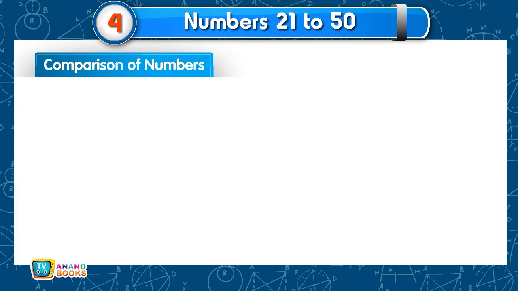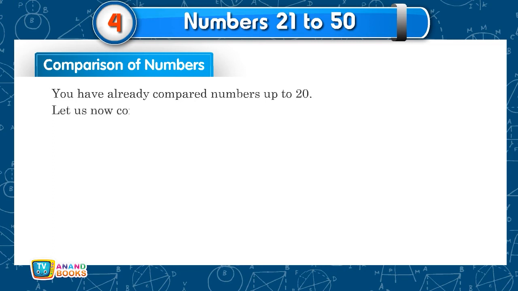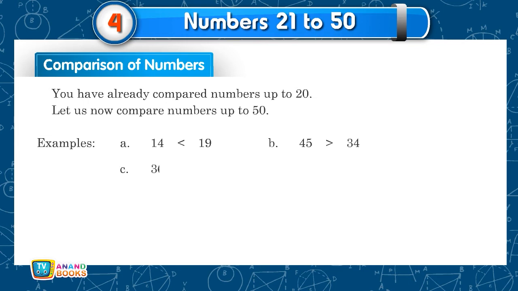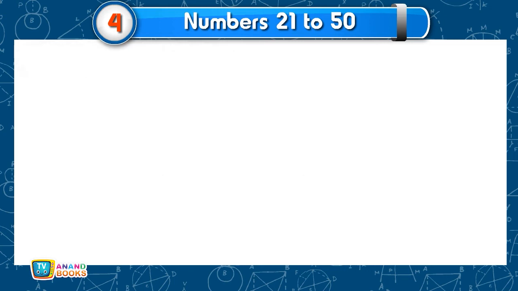Comparison of numbers. You have already compared numbers up to 20. Let us now compare numbers up to 50. Examples: A. 14 is less than 19. 45 is greater than 34. 36 is equal to 36. 28 is less than 32.